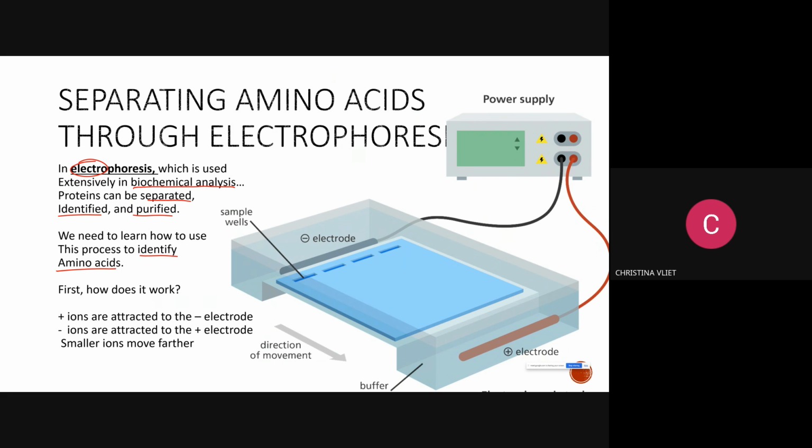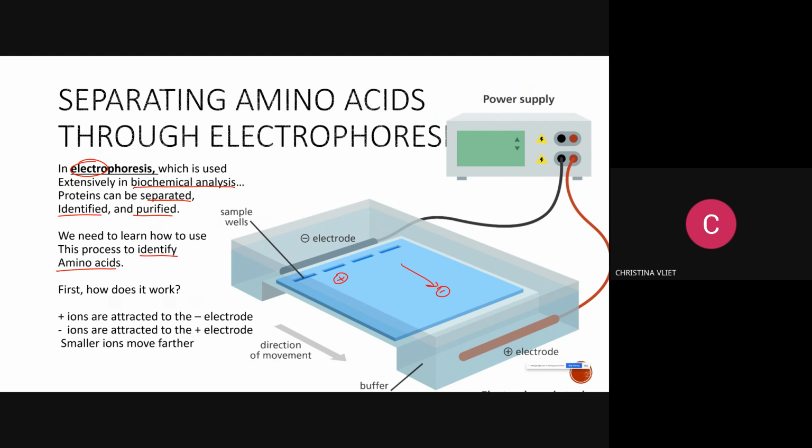So you've got a positive electrode and a negative electrode, an anode and a cathode. The way that it works is you put your sample of whatever you're trying to analyze into the machine. If you have positive ions, they'll stay close to the negative end, and if you have negative ions, they'll move towards the positive end. So based on the charge of the amino acid that you have will be how it moves.